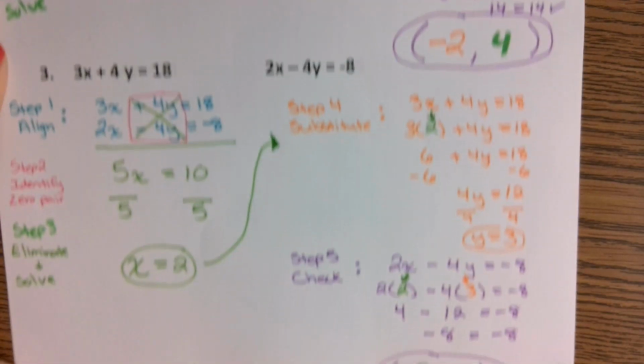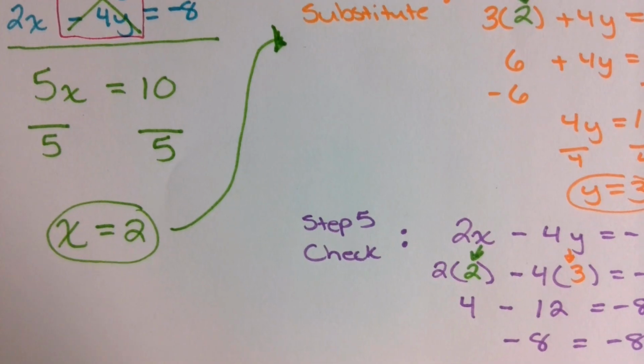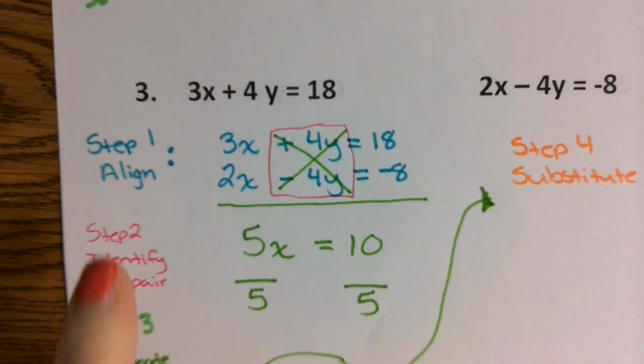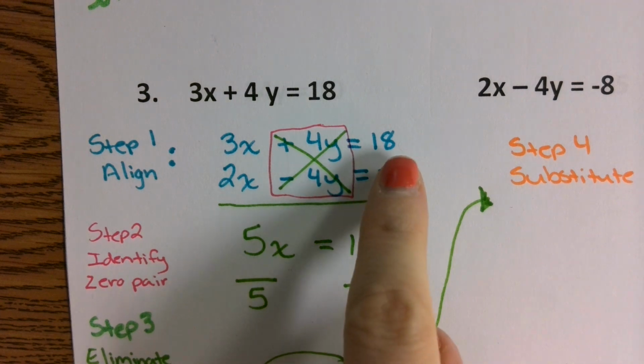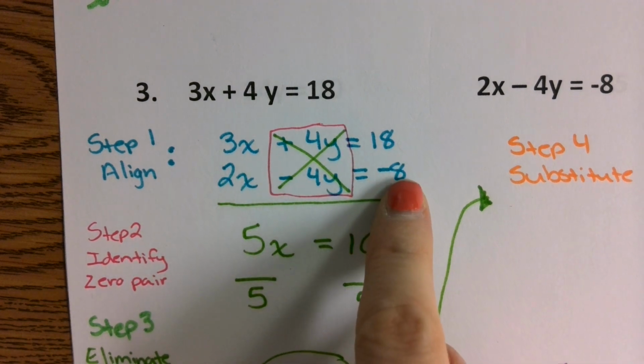Okay, let's go ahead and go over problem number 3. For problem number 3, the very first thing that you're going to do, so I'm going to zoom in so that we can see it step by step, is align your equations. We're going to have 3x plus 4y is equal to 18. Underneath it, it's going to be 2x minus 4y is equal to negative 8.